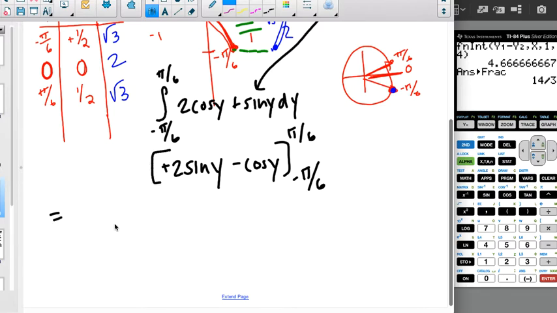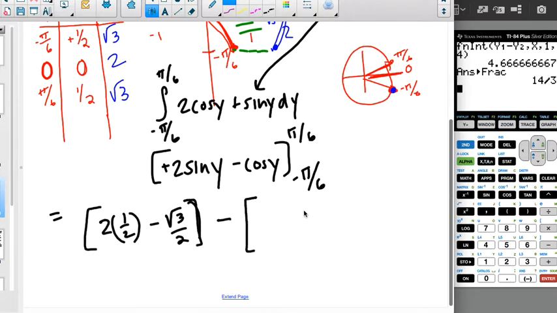So when we plug in pi over 6, right, we're going to get a 2 times sine of pi over 6, which is a 1/2, minus cosine of pi over 6, which is a root 3 over 2. That's the top bound. Minus, when we plug in negative pi over 6, we're going to get 2 sine of negative pi over 6, which would be a 2 times a negative 1/2, right? Minus the root 3 over 2, because cosine of negative pi over 6 is the same.